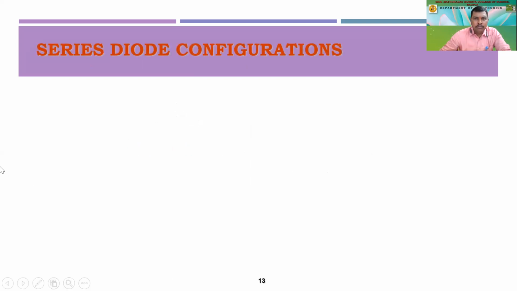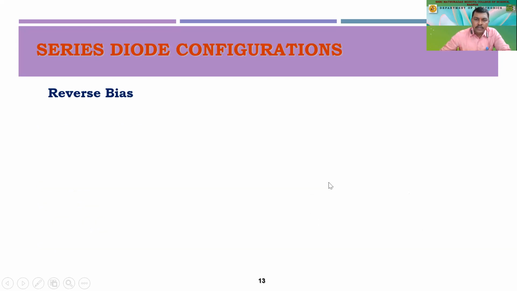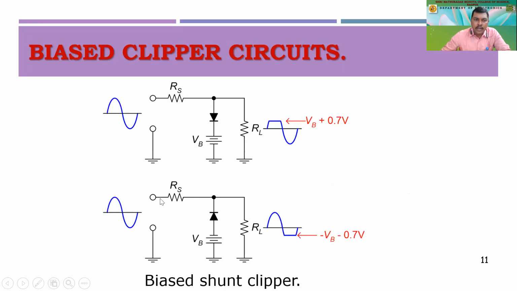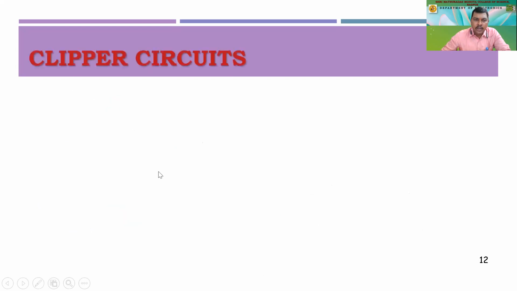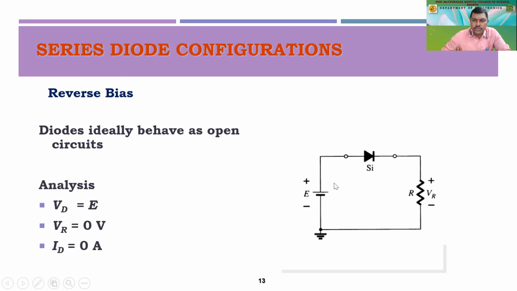Then there are some more series diode configurations. These are the reverse bias configurations that we have used. Ideally, we have studied the reverse bias characteristics of a diode. The one thing to be noted here is that we have applied a DC source voltage. In the above circuit we were using an AC source. Here we are using a DC source, right? So this is a DC power supply, which has only a positive polarity and a ground.